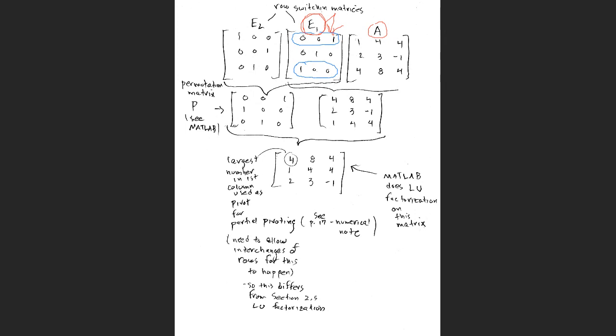So the effect is that if I take E1, that elementary matrix, and multiply it by A, I'm going to get this matrix here. And this matrix here is the matrix A with the first and third rows interchanged.